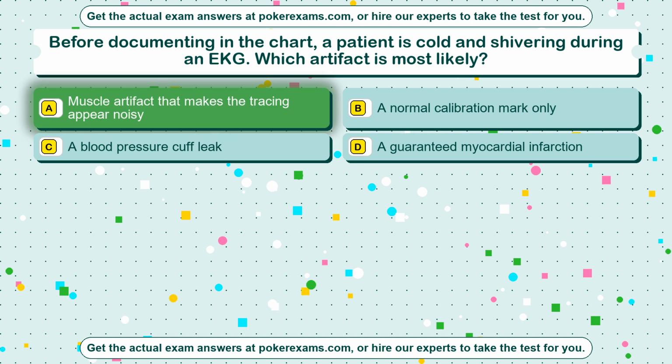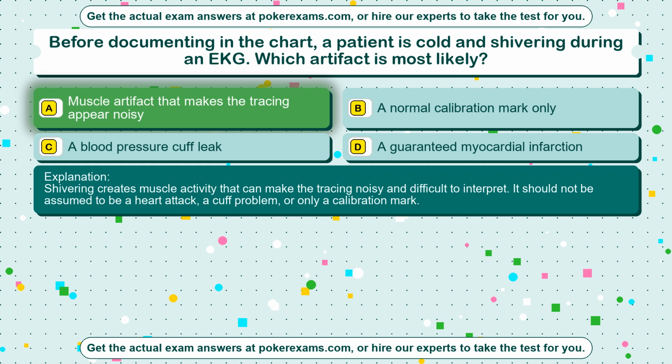The correct answer is option A. Muscle artifact that makes the tracing appear noisy. Shivering creates muscle activity that can make the tracing noisy and difficult to interpret. It should not be assumed to be a heart attack, a cuff problem, or only a calibration mark.